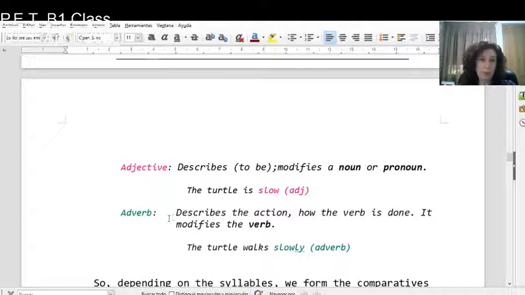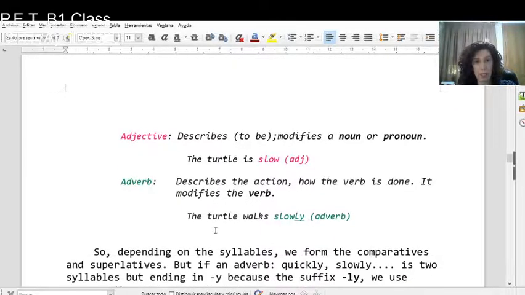On the contrary, an adverb describes the action, how the verb is done. Then it modifies the verb. The turtle walks. In what way? Slowly. This is the adverb.